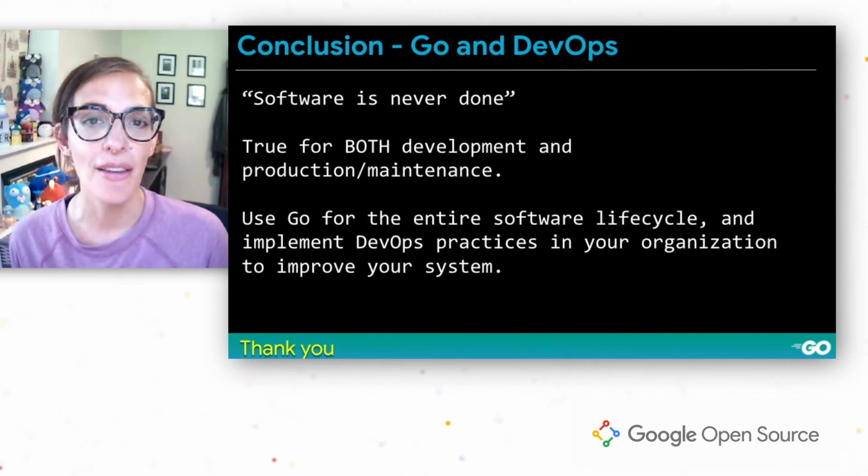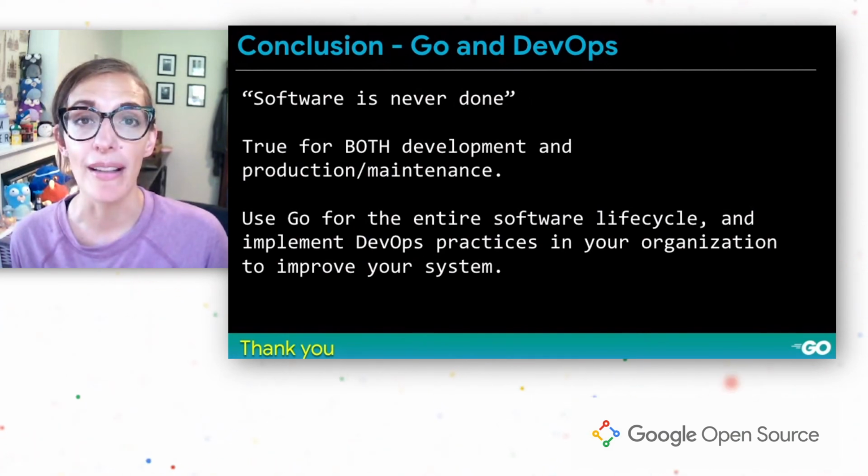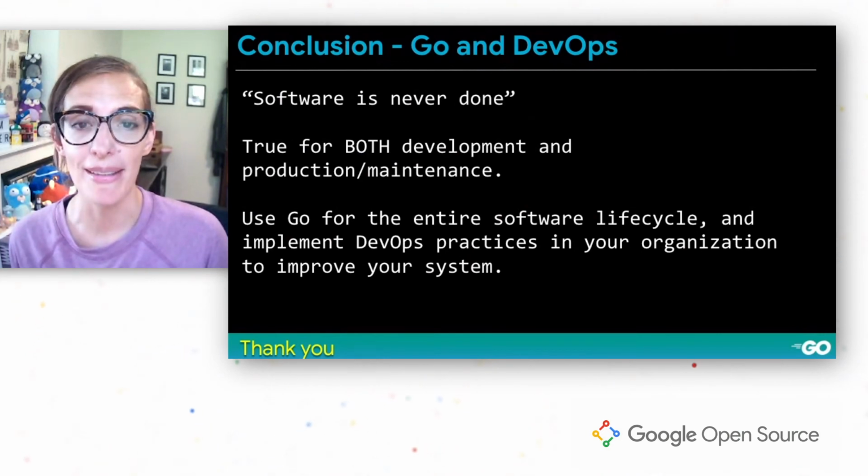To finish off, there's a saying that software is never done. This is equally true for development and production and maintenance. Use Go for the entire software lifecycle and implement DevOps practices into your organization to improve your system and your business.